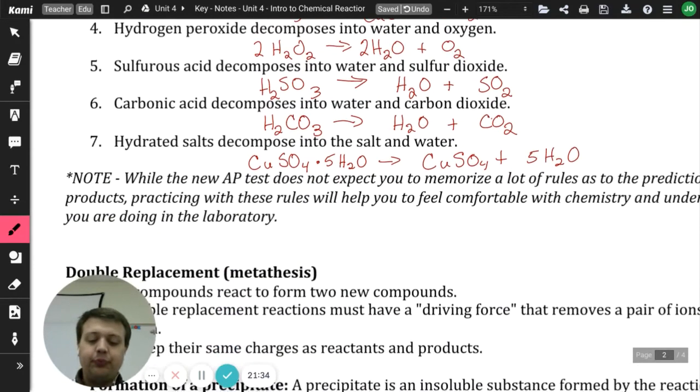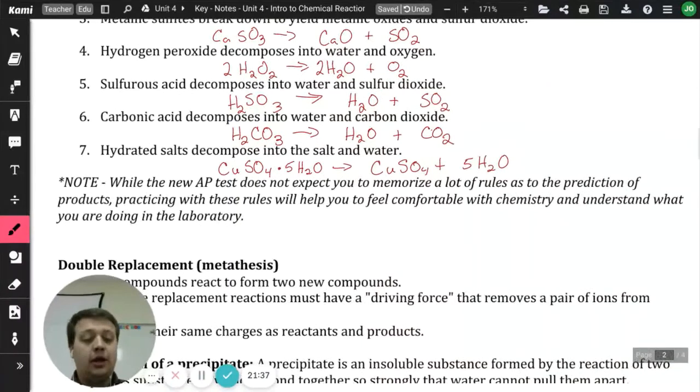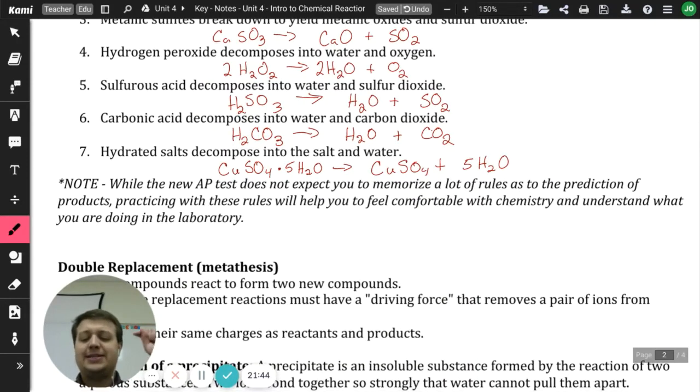Okay, all right, now here is what I will make a note of. While the new AP test, and we say new AP test because recently they changed it, does not expect you to have a lot of rules memorized as to what to predict in terms of products, the more you practice these rules, the more you learn these rules, the more comfortable you are going to be in the actual solving of the problems, or just knowing what you're going to need to do with the information you're given. So I would highly suggest that y'all get these rules and at least have them kind of memorized because they are going to help you in terms of interpreting that content.